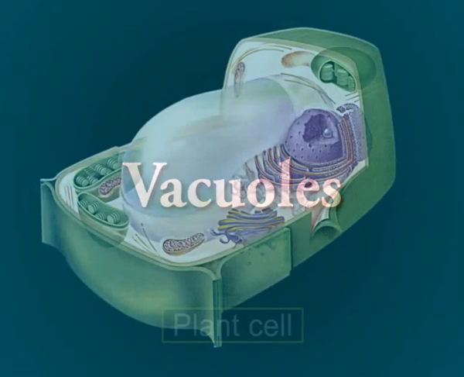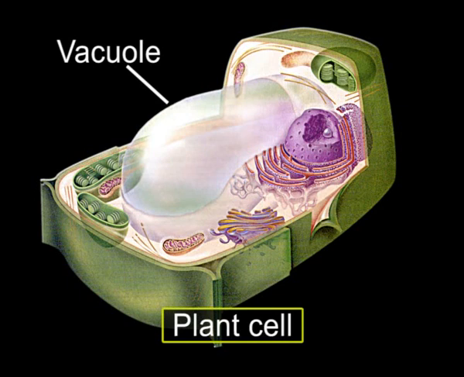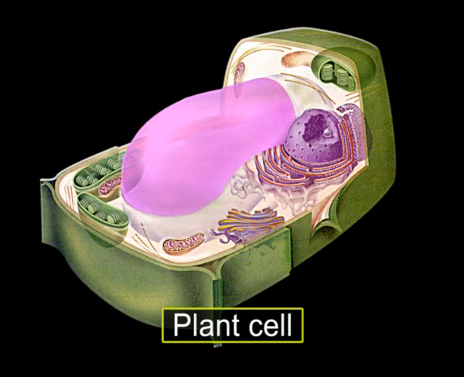Vacuoles. In plants, vacuole usually occupies most of the space in a cell. When a plant cell has stopped growing, there is usually one very large vacuole. Sometimes that vacuole can take up more than half of the cell's volume. The vacuole holds large amounts of water or food.